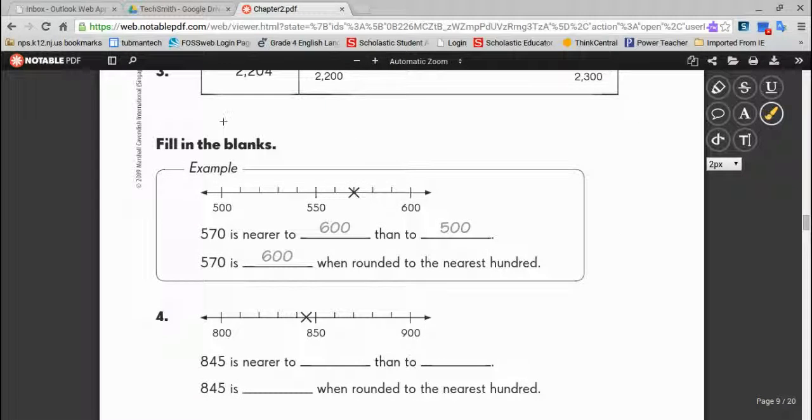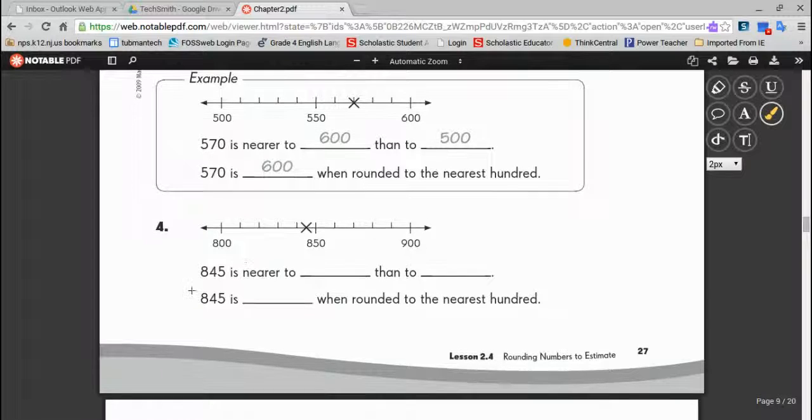So welcome back. We're going to do the number 4 now. This is fill in the blanks. We know right now that 570 is near to 600. They put an X on 570. And we know that it's closer to 600 than to 500. So 570 is 600 when we round to the nearest 100.